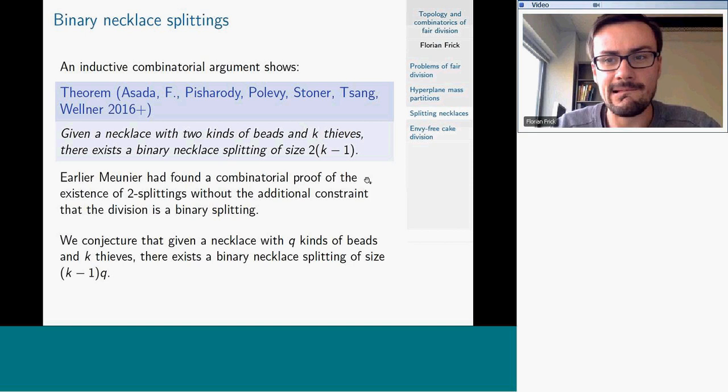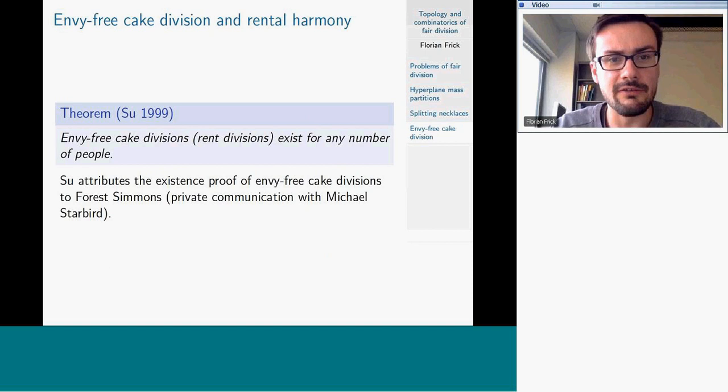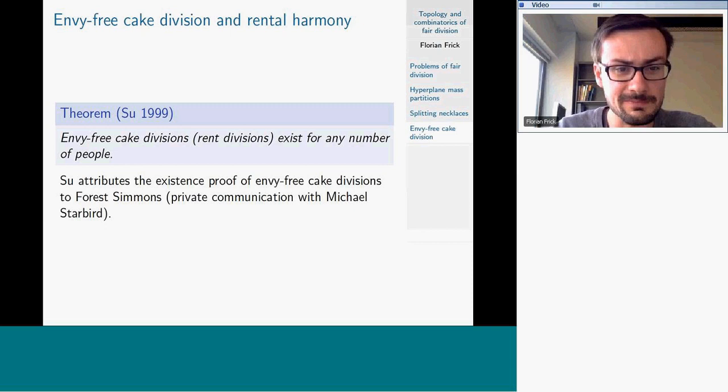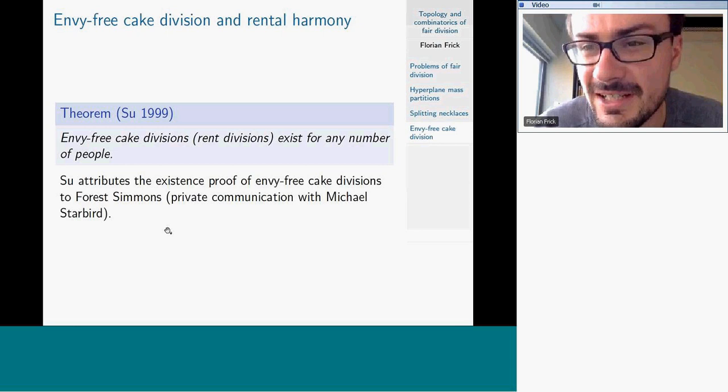Otherwise, I'll go on. In cake division and rental harmony, the term Francis Su used in his monthly paper, envy-free cake divisions and rent divisions exist for any number of people. That was the theorem. And actually, Su attributes the existence proof of envy-free cake division to Forest Simmons, and the reference says private communication with Michael Starbird. So this is one of those things where someone once mumbled a proof to someone else. I'm not sure what the story behind this really is.